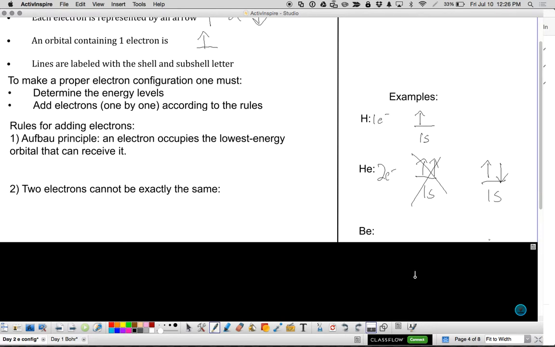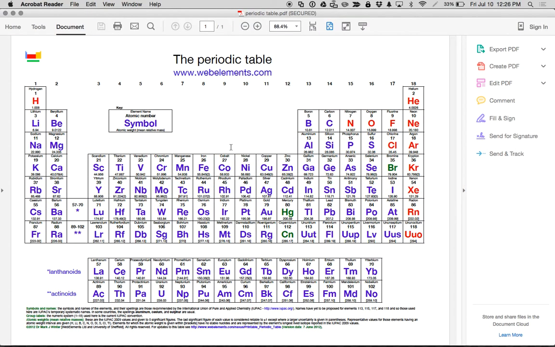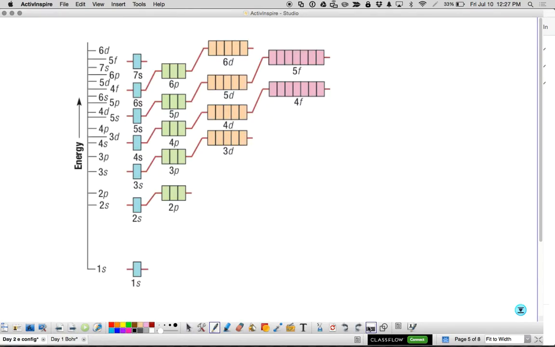Okay, so how about beryllium? All right, well, beryllium has 4 electrons. Ooh, I skipped ahead. Okay, so 4 electrons. So I'm going to use the Aufbau principle. I'm going to put 2 electrons in the 1s, one going up and one going down to make sure that they're not the same. But now I've got to do something. I've only used 2 electrons. I've got 4 total. I need to go to the next highest energy level orbital. So the next highest energy level orbital is going to be the 2s.